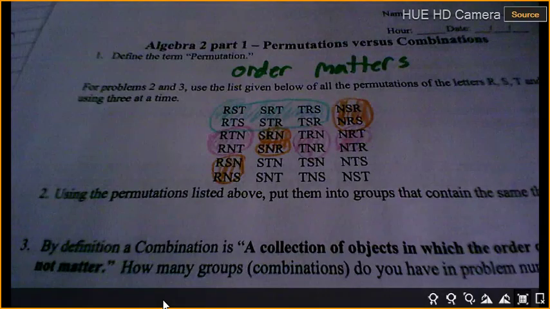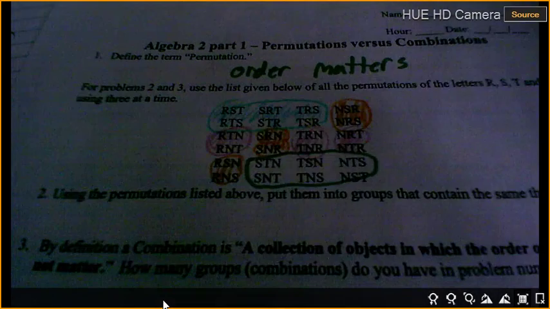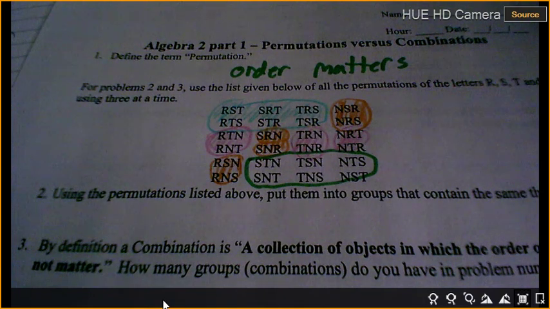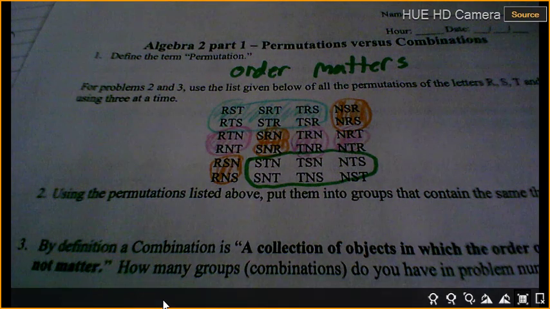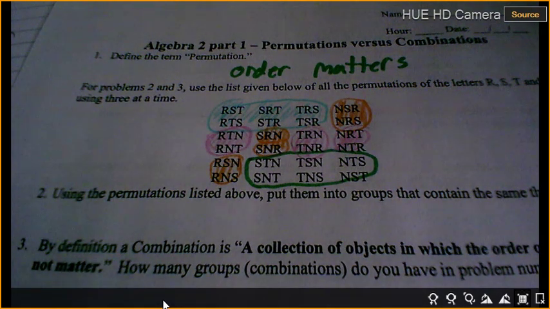Okay? And then my last group is this one here. All right, so we've got all the ones that contain the same letters. That's what we did for number 2. Number 3. By definition, a combination is a collection of objects in which order of the objects doesn't matter.